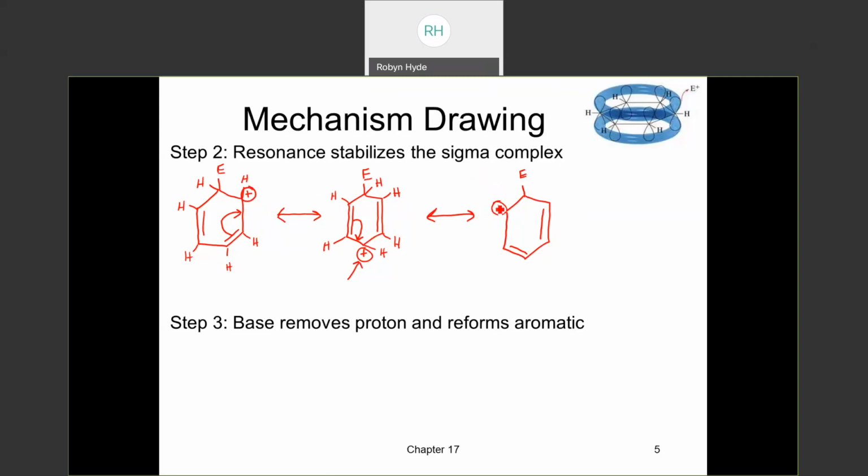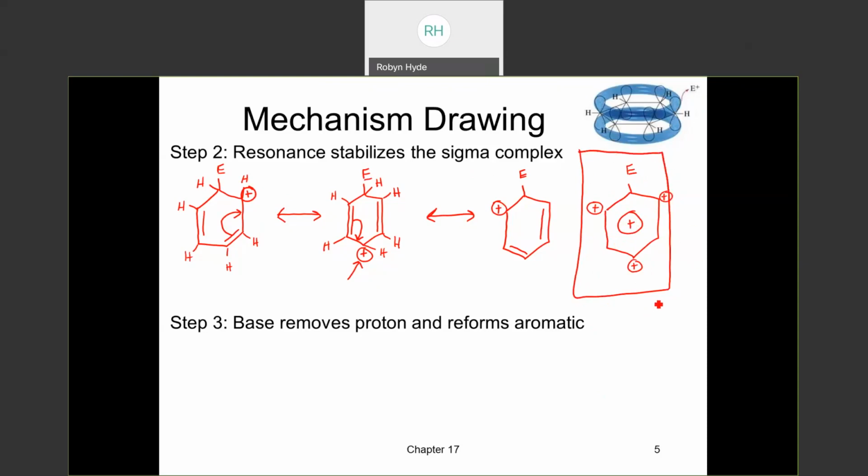Sometimes what is done is that we draw a summary picture of all of these 3 resonance forms. We have the electrophile at the top. We say that a positive charge is being shared all the way around, but in one resonance form, it is located here. The second resonance form, it's located here. And in the third resonance form, it is located right there. So this would be a summary picture of where all of the resonance forms are.